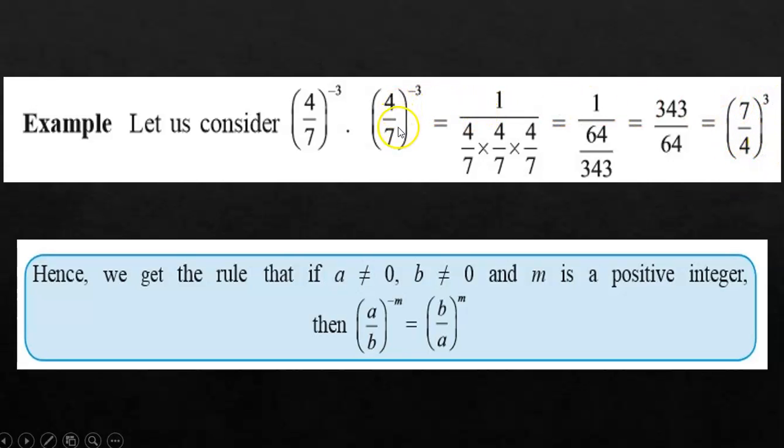Now if you look at the original sum, I have 4 upon 7. And what has happened is the numbers have interchanged their positions. And this power which had a negative sign has now become positive, with the same power. So this is another law of indices.